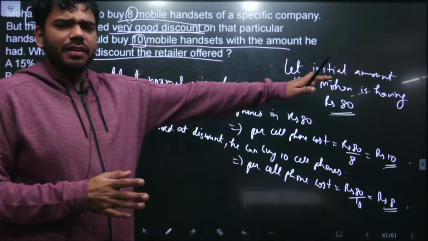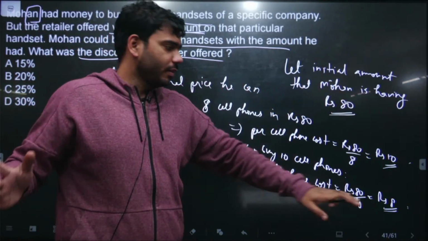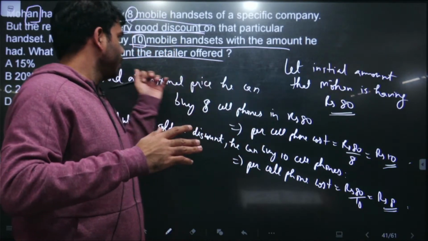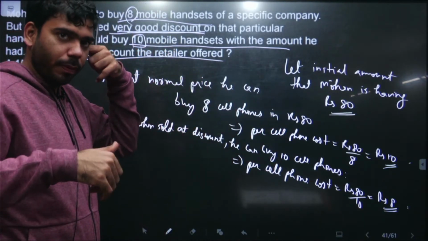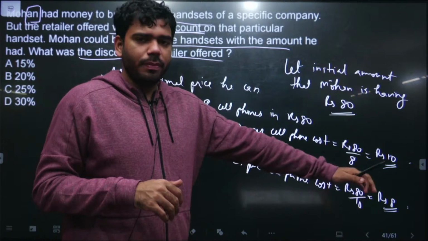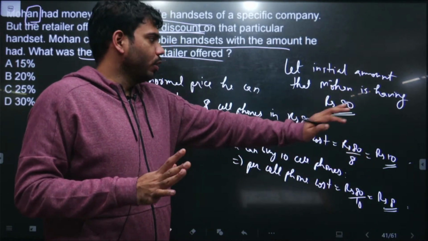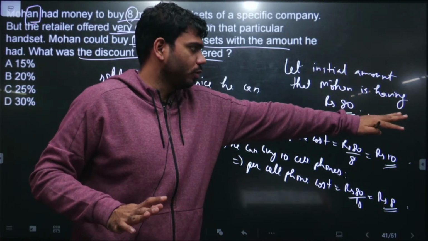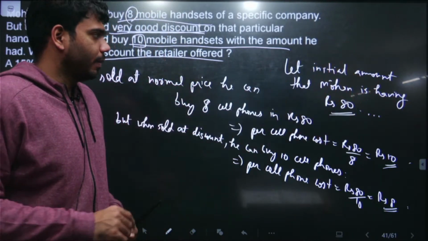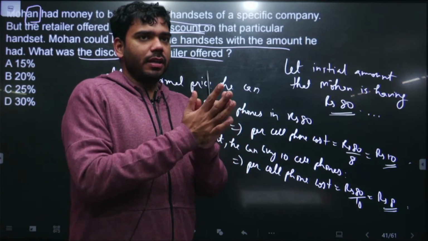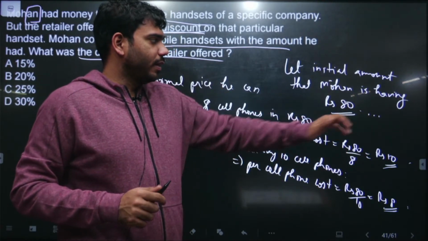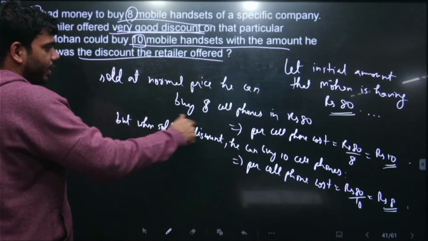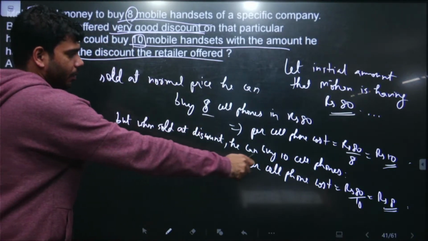We can take anything instead of 80. This is an imaginary thing, but the proportion will always remain the same. And here we just need to find the ratios, the proportion, the percentage. That's why there will be no effect in the answer. If you want, you can take here 100, you can take here 10, you can take here 1 lakh, you can take here x also. The answer will always remain the same. So when we have imagined ki initially, let us imagine Mohan is having rupees 80. So with this rupees 80, we are saying ki without discount he can buy 8 cell phones, and with discount he can buy 10 cell phones.